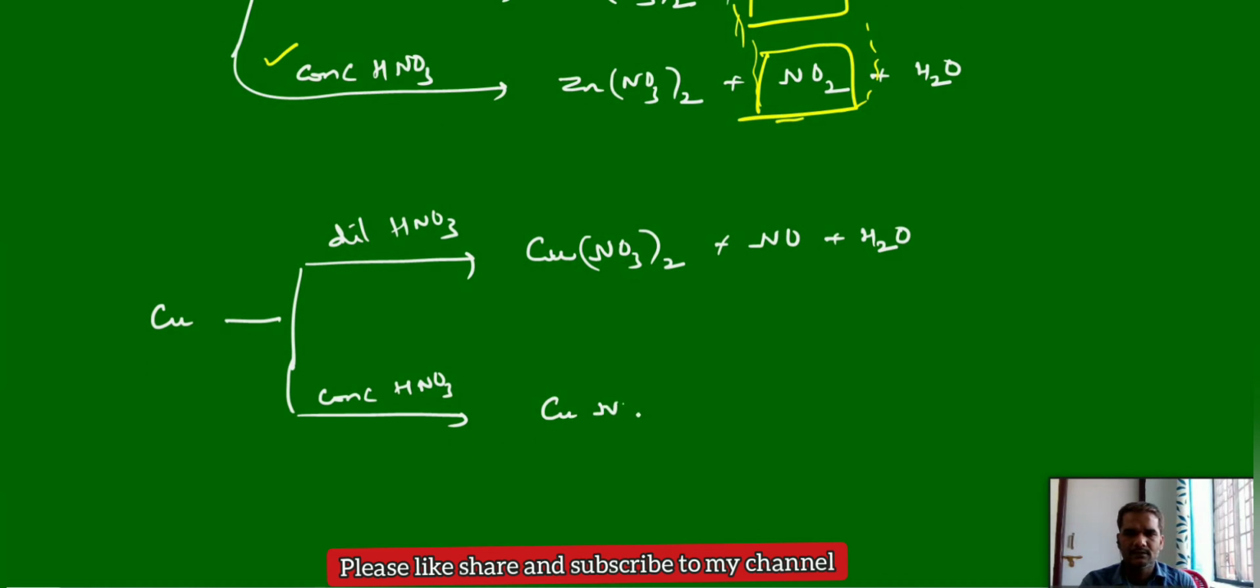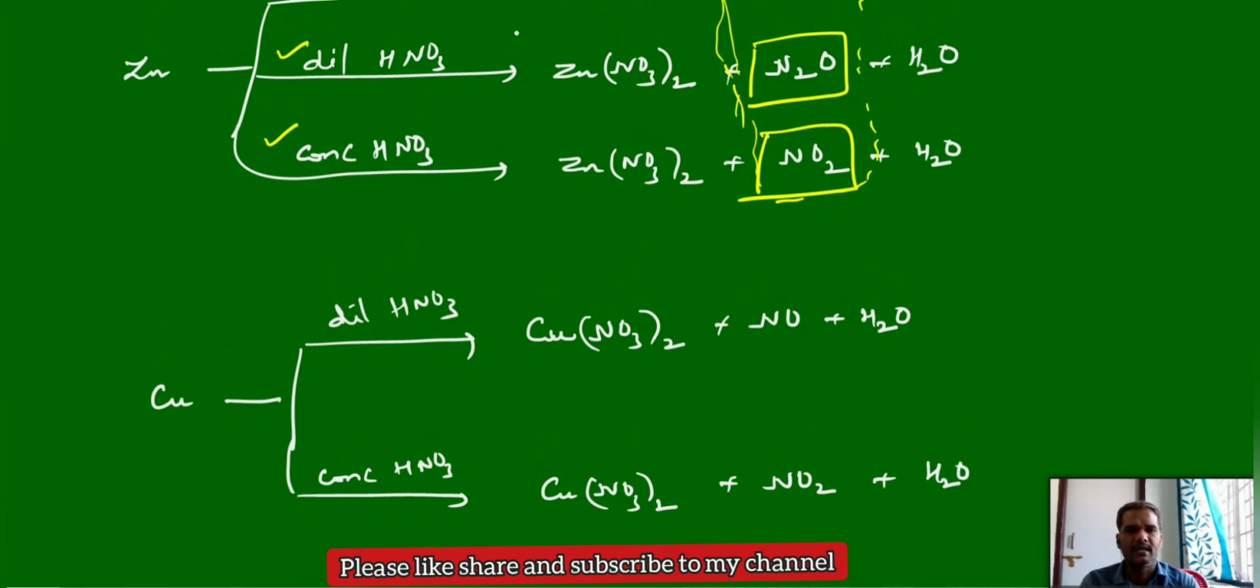in the products, copper nitrate is the common one, and here you will get nitrogen dioxide. Again, concentrated nitric acid can produce nitrogen dioxide. So everywhere concentrated nitric acid is the same, but there is a difference with the dilute nitric acid. For zinc, the dilute nitric acid can produce nitrous oxide, but in case of copper, the dilute nitric acid can produce nitric oxide.